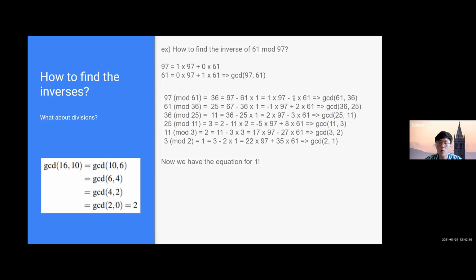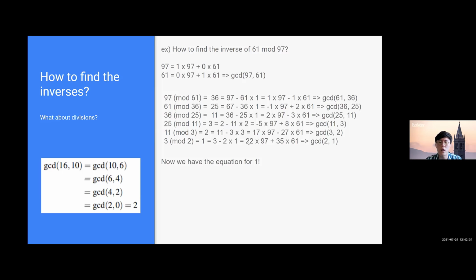And 1 minus 1, which is 2. If you do the same thing, 36 minus 25 is 2 times 97 minus 3 times 61, and so on. So you try to iteratively approach until you get some kind of expression for 1. So if you see the last one, if you take the 3 over mod 2, we know that is congruent to 1, which is 3 minus 2. So you get 3 minus 2 is 3 minus 2 times 1, right?